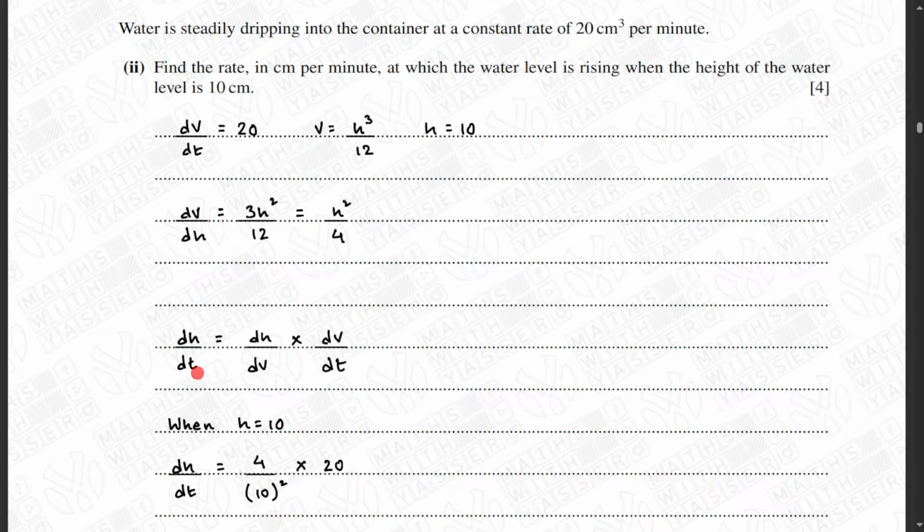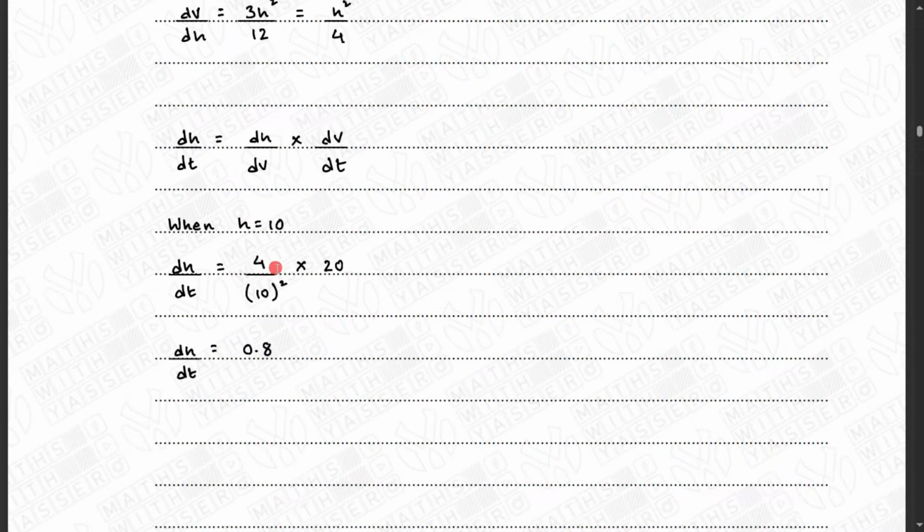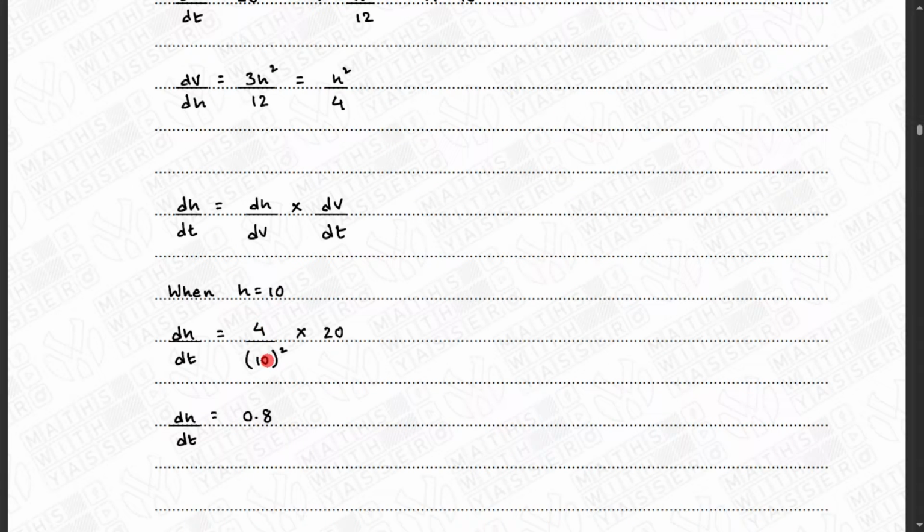So in order to get dh by dt, we can use the chain rule, and we will get dh by dV into dV by dt. So when h is equal to 10, dh by dt will be equal to 4 over h square. The reason why it is 4 over h square is because we found dV by dh, which is h square over 4. So dh by dV will be the reciprocal of this, which is 4 over h square. And h is 10, so it will be 10 square. And dV by dt is 20. So simplifying this, we get dh by dt is equal to 0.8.